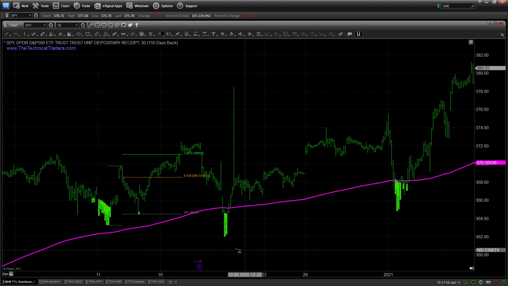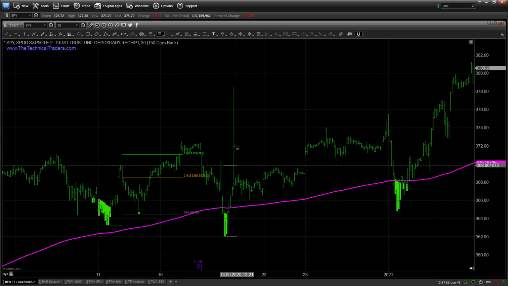Now, if we took a Fibonacci extension from the next pivot low here, we go back up to this high. We're going to forget this.